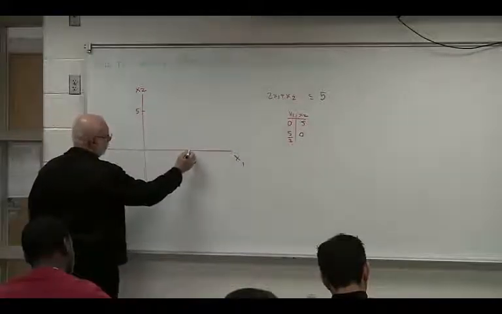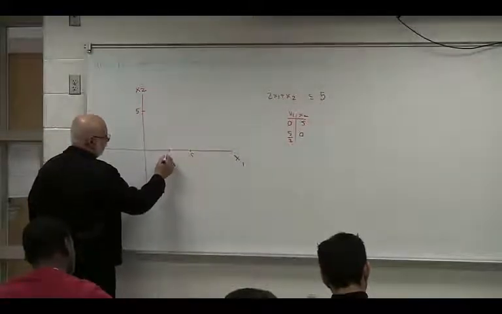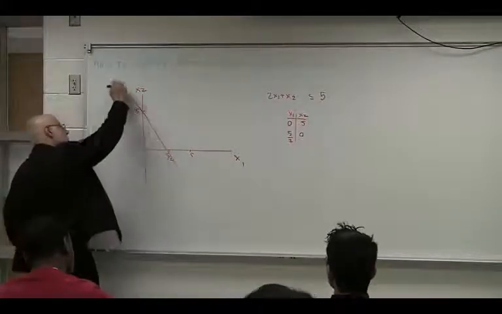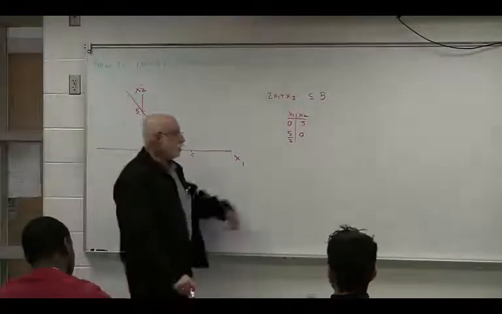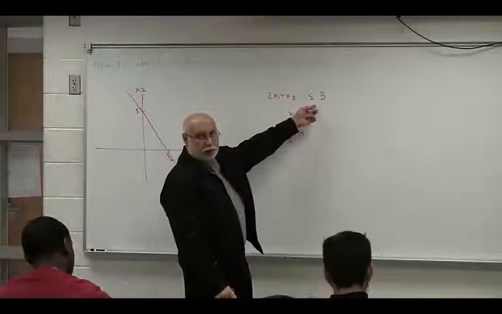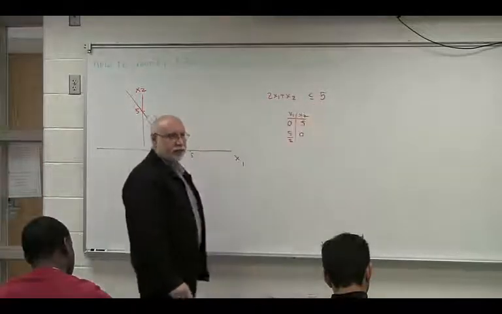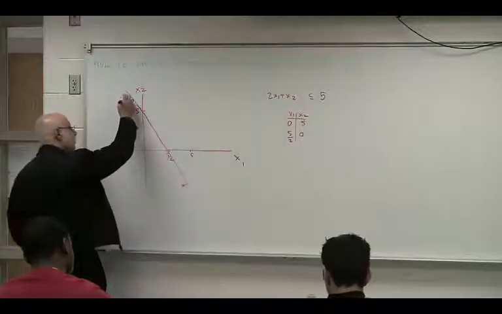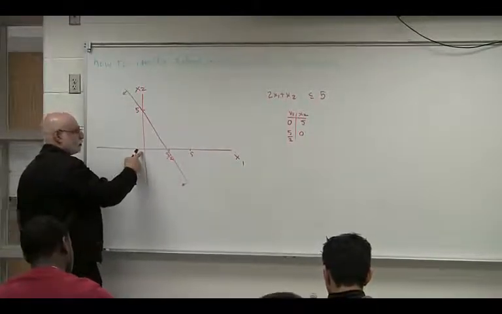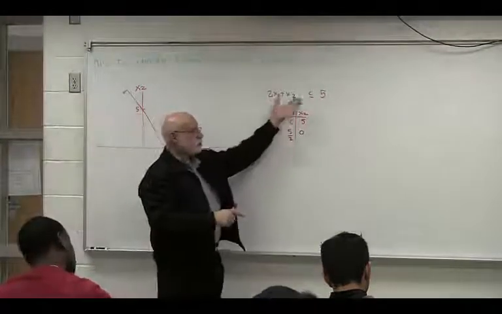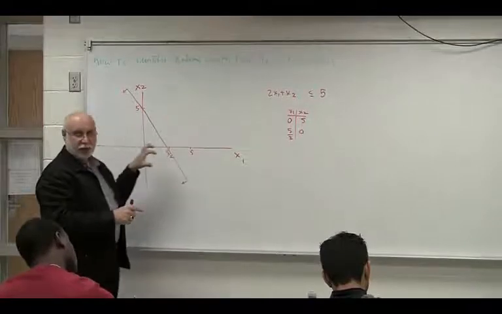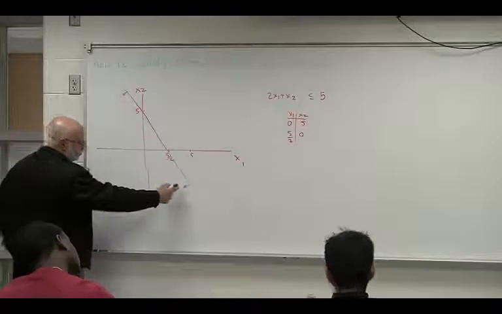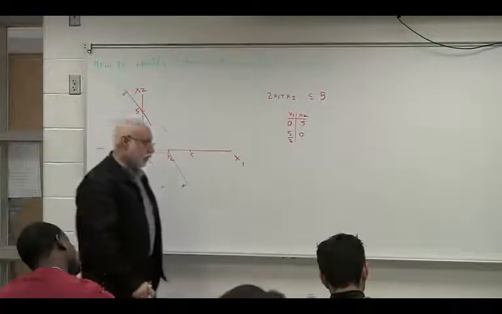5 halves, then connecting those, creating the line. To identify the solution, we use the arrows on the line, and in this case we plugged in a test point, which was 0, 0. So 0, 0 was less than 5, so 0, 0 is included in the solution of that line, which is that direction. That's where these arrows came from.